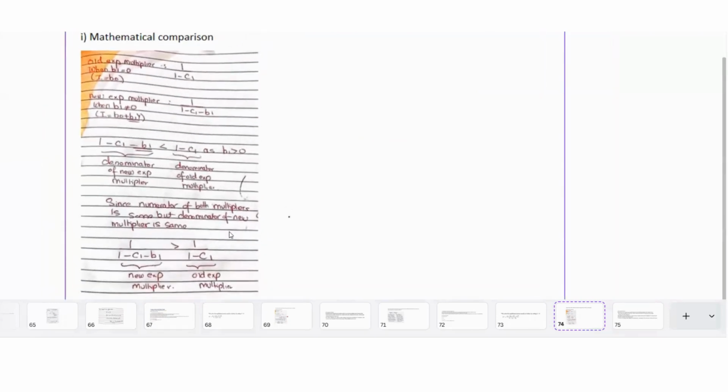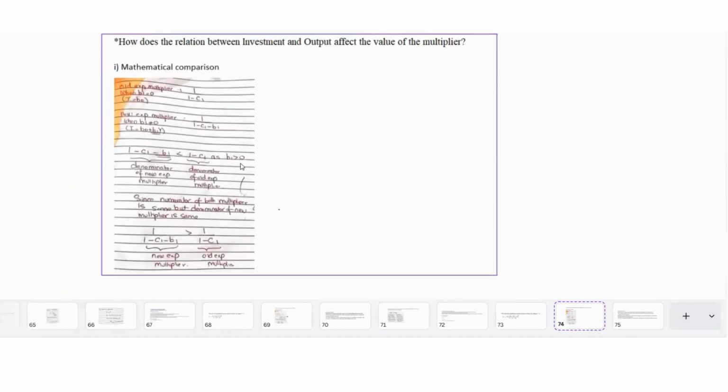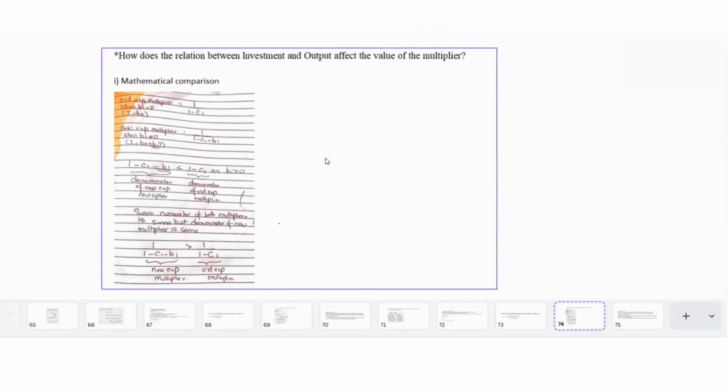Because whenever you're comparing two fractions, if they have the same numerator, the one with the smaller denominator is going to be bigger, right? Both of these multipliers have the same numerator one, but the denominator of the new multiplier is smaller. So overall, the new multiplier is larger. That's the mathematical comparison: allowing investment to depend upon Y makes the value of our multiplier larger.